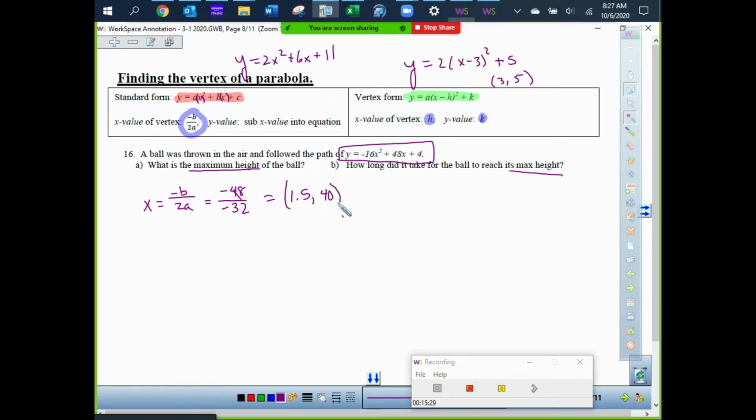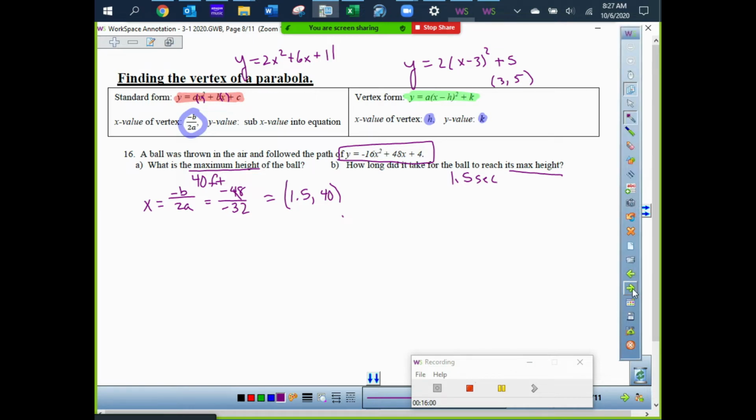And now I'm going to go back and answer the questions. I read stuff about max height. I wanted to find the vertex. I found the vertex, (1.5, 40). What is the maximum height of the ball? Is it the 1.5 or is it the 40? 40, label feet. How long did it take? 1.5 seconds. Questions about that? I found the vertex.